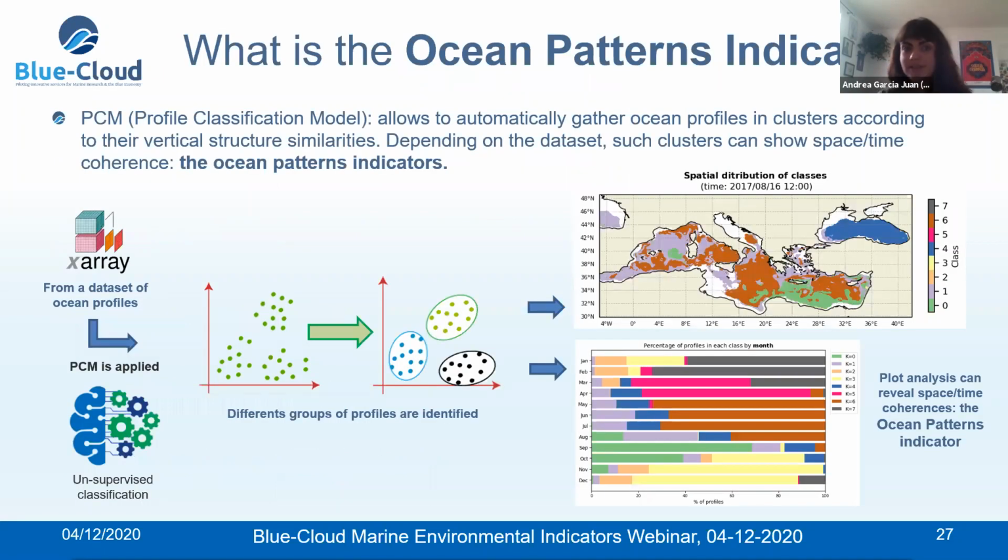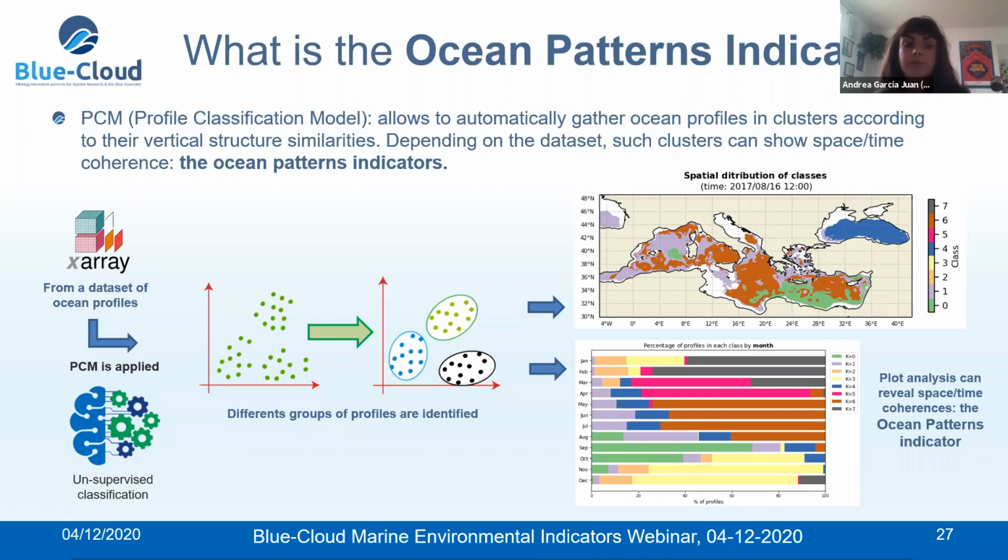So what is the Ocean Patterns Indicator? This indicator is based on a profile classification model that allows to automatically gather ocean profiles in clusters depending on their vertical structure similarities. So depending on the dataset, these clusters can show spatial or temporal coherences, and that's what we call the Ocean Patterns Indicator. So here you have a sample diagram of how this analysis works.